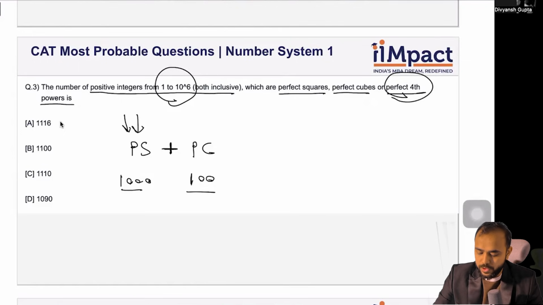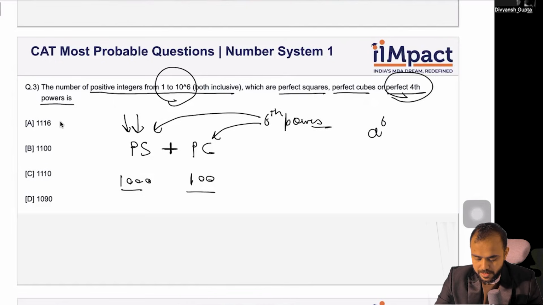However, we have included perfect sixth powers twice, once as perfect squares and once as perfect cubes, because a to the power 6 is also a perfect square.